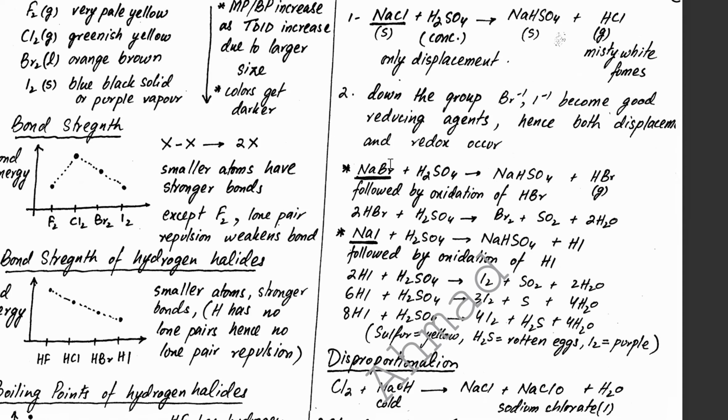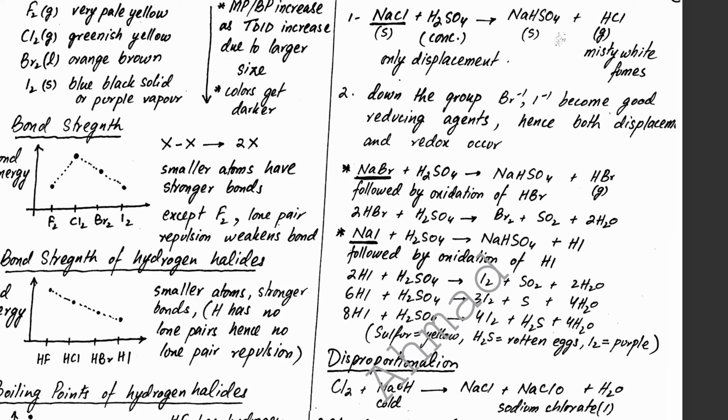But when you move down the group, Br minus 1 and I minus 1 become really good reducing agents. They like to lose electrons. So instead of a displacement reaction, you start getting an oxidation or redox reaction. Br minus 1 starts to lose electrons to form bromine. I minus 1 does exactly the same, which is why sulfur ends up gaining electrons. It ends up getting reduced.